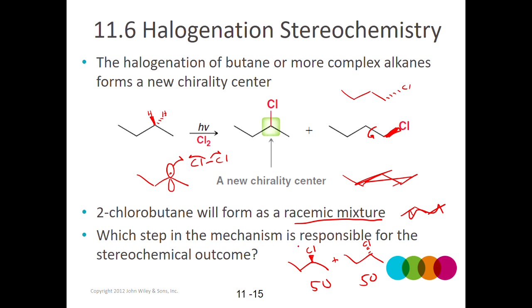So what steps were responsible for the stereochemical outcome? That's the second step of the propagation in this reaction, right? That's this step here. Once the carbon free radical is formed, it will pick up a halogen. And because in this particular molecule it's flat, it can pick up the halogen from the top or from the bottom. I get both those products formed in equal amounts.